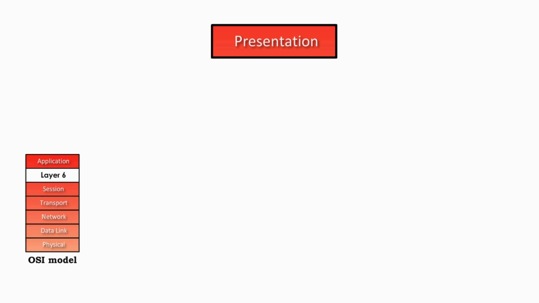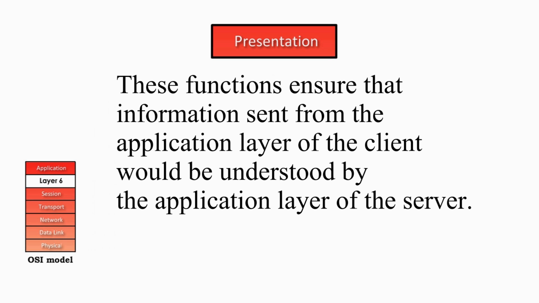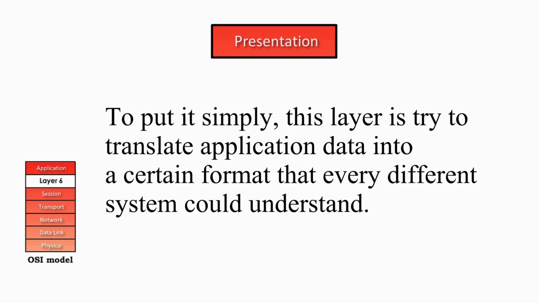Layer 6, presentation layer. The presentation layer provides a variety of coding and conversion functions on application data. These functions ensure that information sent from the application layer of the client would be understandable and comprehensible by the application layer of the server. To put it simply, this layer is trying to translate application data into a certain format that every different system could understand. For example, if I send a picture to my friend's computer, I must use some standard format like GIF or PNG so that my friend's computer could understand. If I want to share videos on YouTube, I must use a standard format like MP4 or AVI.